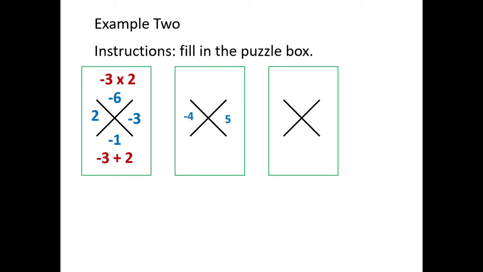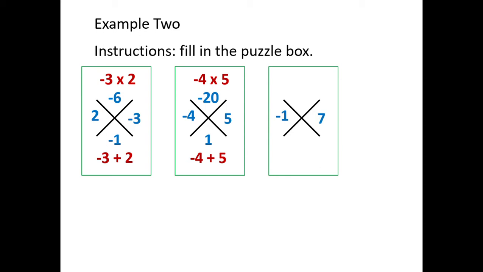Okay, let's try another one. On the top, I'll multiply negative times a positive, and that gives us a negative. And on the bottom, which number is bigger, the negative number or the positive number? And we're going to add them together. Positive number is the bigger number, the negative number is smaller, so our answer is going to be positive, and it's a positive 1.